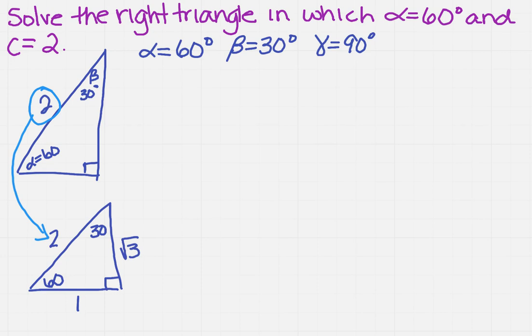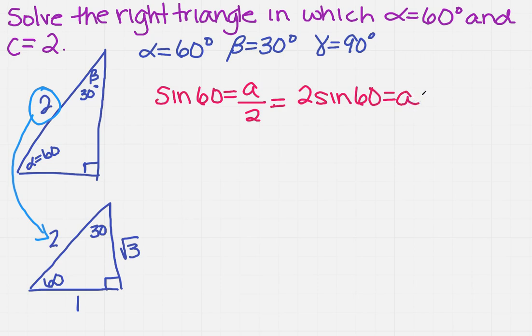Sure it is. That means that if I label my legs and everything, I know that the sine of 60 is going to equal a over c, which is 2, which then would simplify to 2 sine 60, which will equal a. And what is that? Well, we have to find the sine of 60, which we know by looking at our unit circle is the square root of 3 over 2. So this is going to equal the square root of 3, which is a.